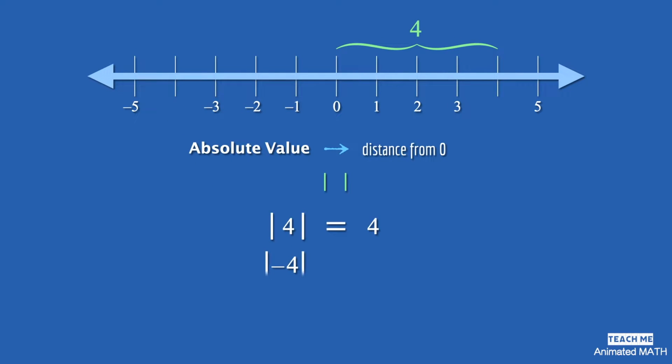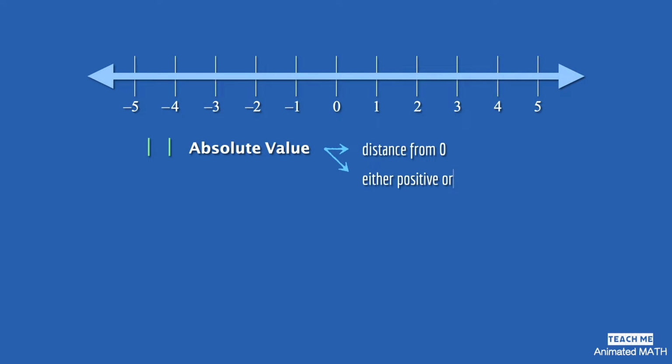The absolute value of -4 is also 4. It is also 4 units away from 0 on the number line. This measurement of distance is either positive or 0.